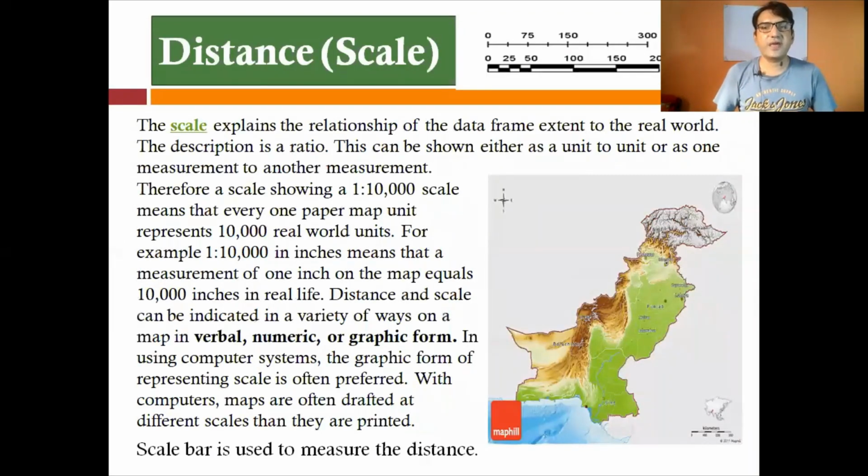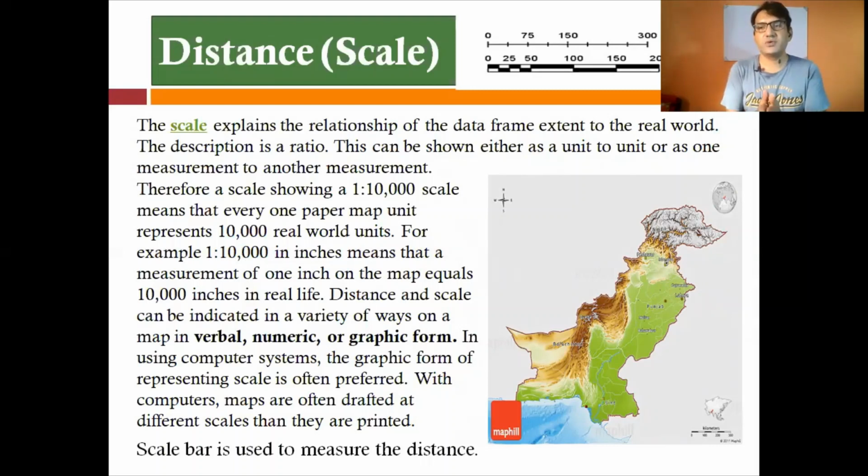So now comes the scale. Scale is very important. The scale explains the relationship of the data frame extent to the real world. The description is a ratio. This can be shown either as a unit to unit or one measurement to another measure. And now scale is very important in the map. So if you're not giving the scale, most probably it will not be called a true map.